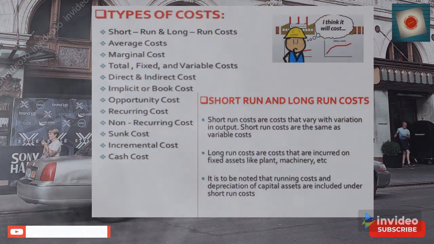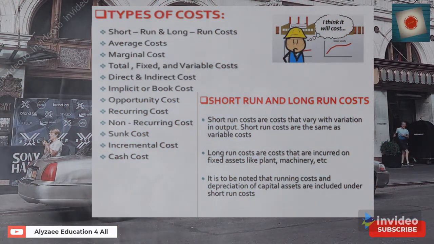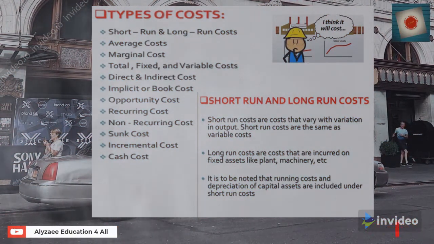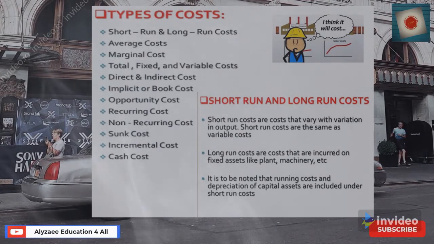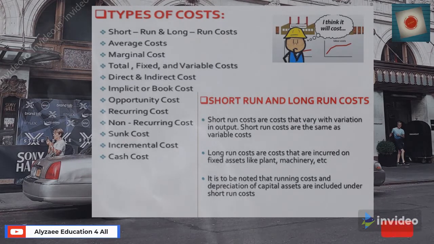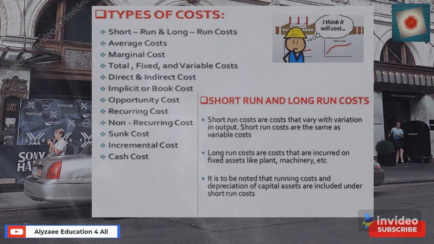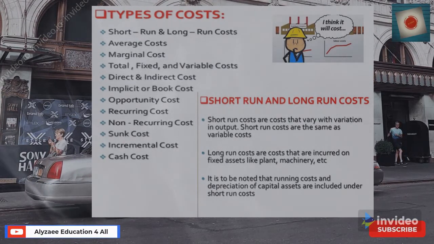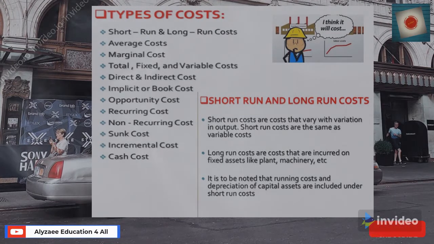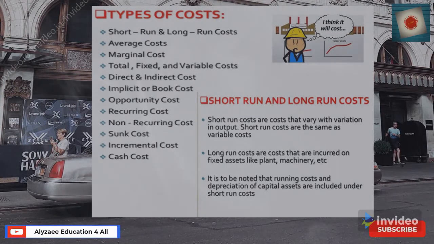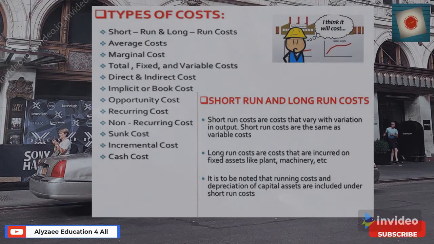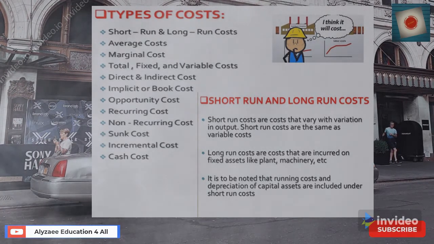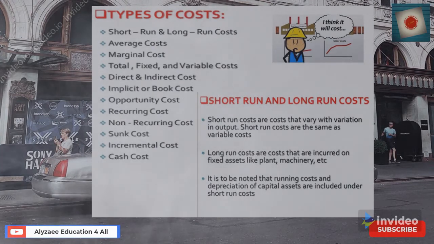Assalam alaikum. In this slide, we will be discussing the types of cost: short-run, long-run cost, average cost, marginal cost. So there are different types of cost, like total, fixed, variable cost, direct and indirect cost, implicit or book cost, opportunity cost, recurring cost, non-recurring cost, sunk cost, incremental cost, and cash cost. So one needs to have a better understanding of these.